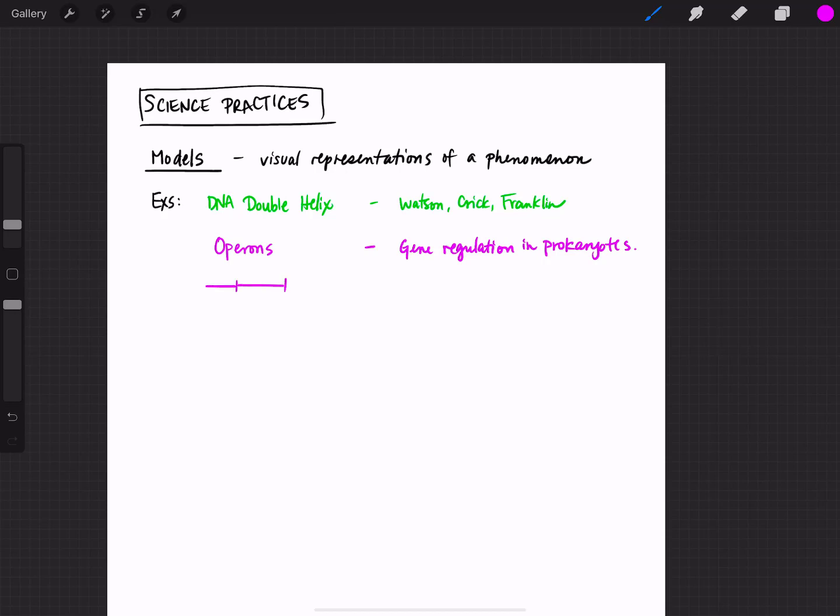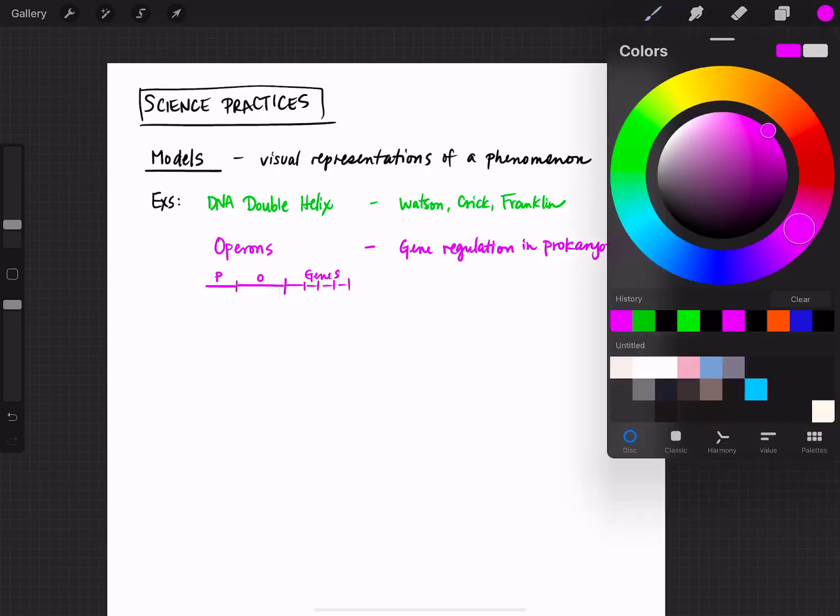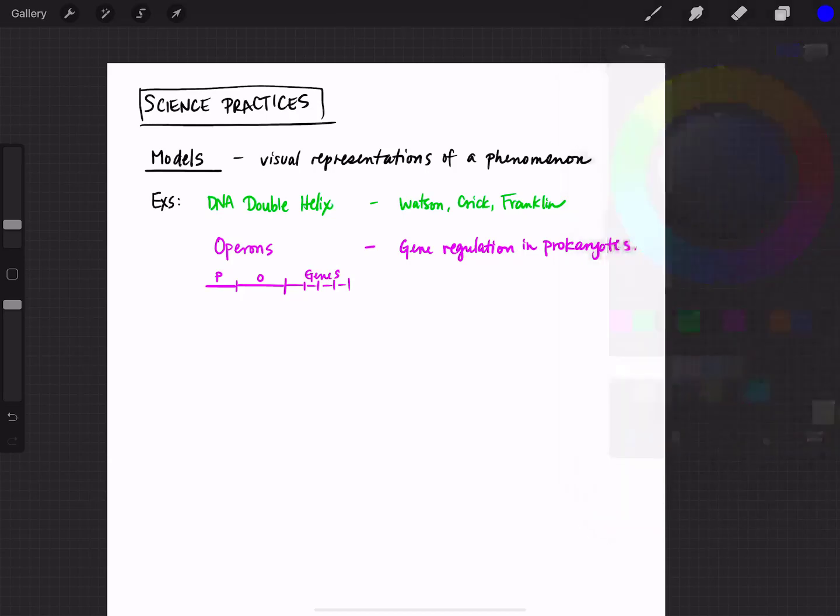Okay, another example that we covered, another model, is that of an operon. We spent quite a bit of time on operons and how they're involved in gene regulation in prokaryotes. So just quickly, remember operons have a promoter region, an operator region, and then followed by genes that are related in some process. Okay, so that would be a visual representation of an operon.